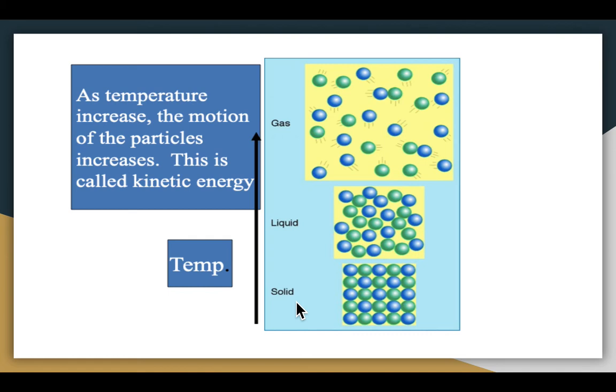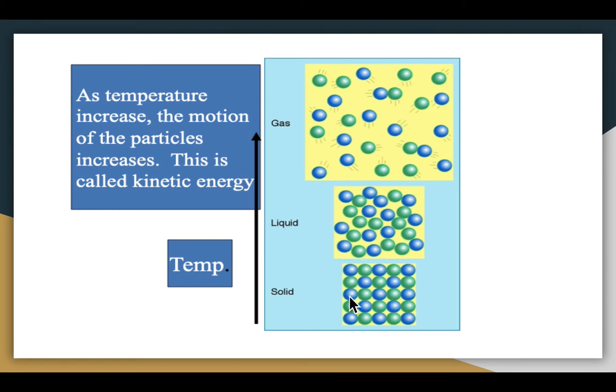As the temperature increases, the motion of the particle increases. So in a solid, I think we wrote a definition saying that the particles in a solid sort of vibrate around a fixed point. So anything that has temperature at all, anything you can touch and it's not at absolute zero, the particles within it are slightly vibrating, and that vibration is what causes temperature.